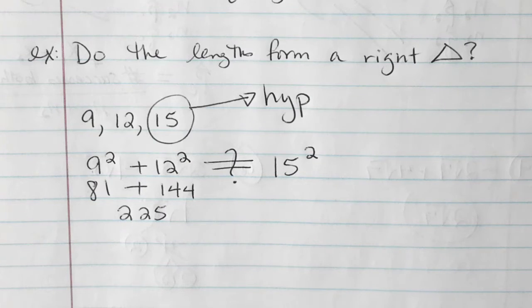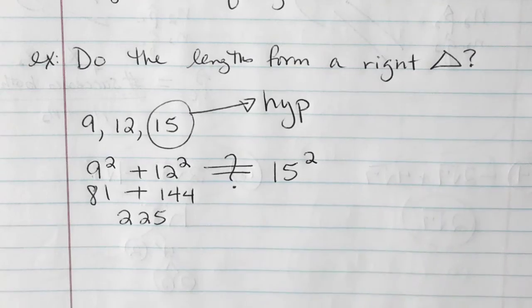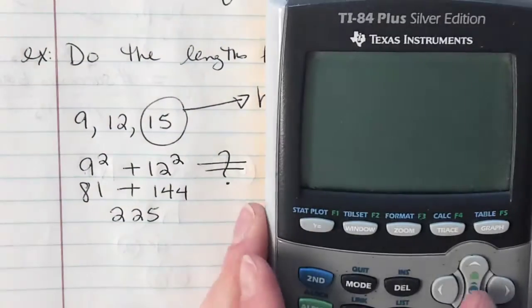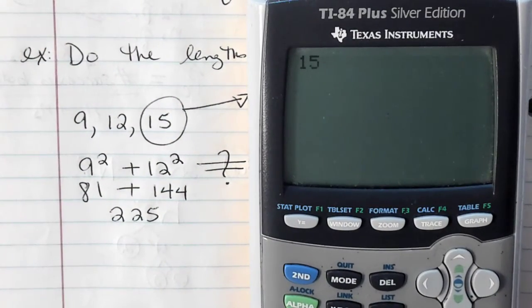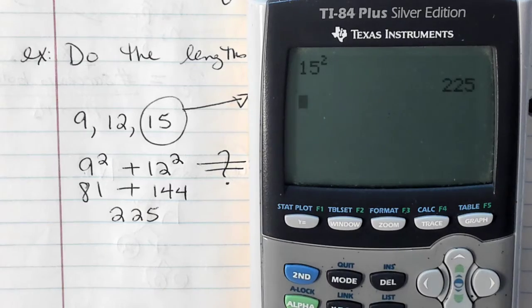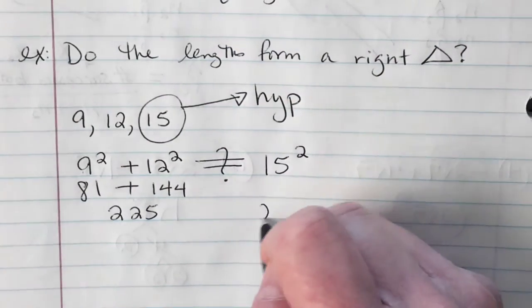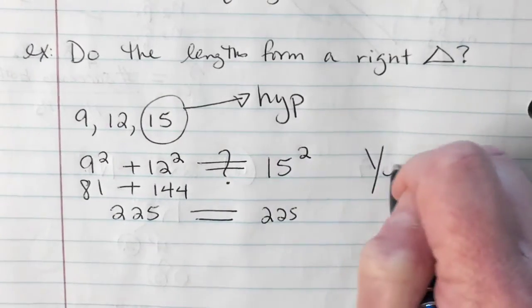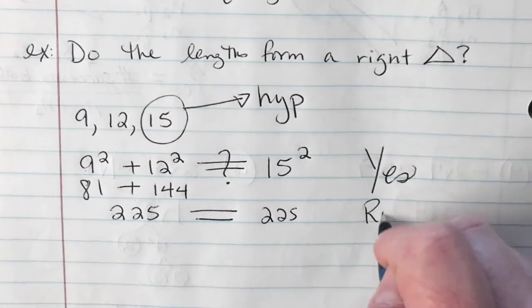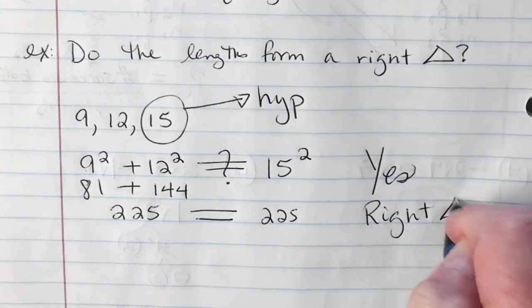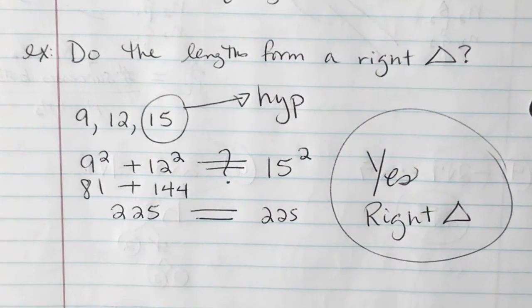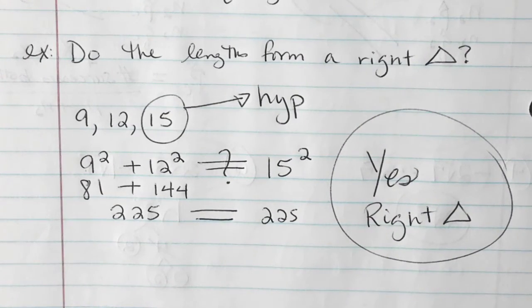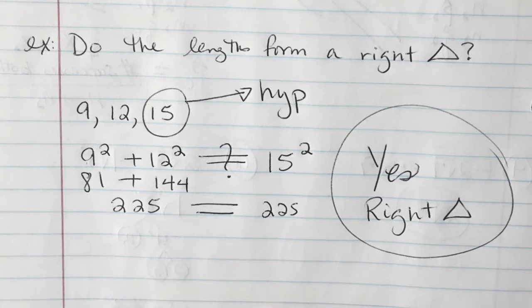And I totally cheated and used my calculator to add them together. We need to know if that's going to be equal to 15 squared. Well, 15 squared is 225. Hey, they are equal. So our answer is yes, we have a right triangle. Questions on that example?